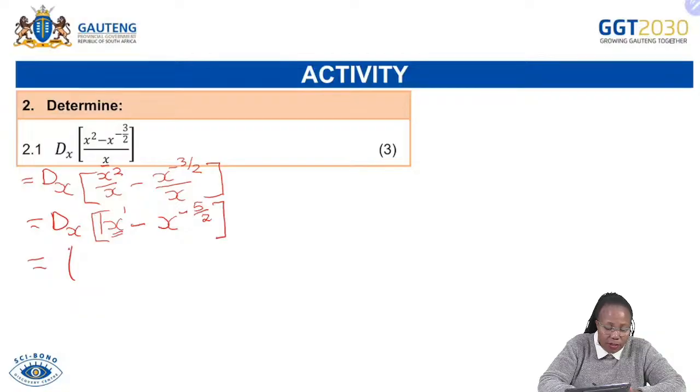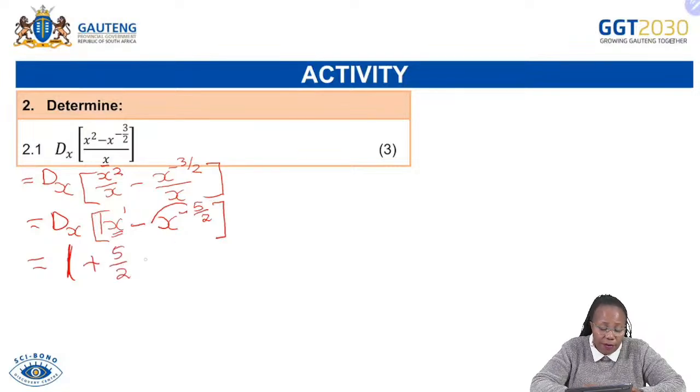And then now this is 1. And then for the next one, it's a negative 5 over 2 times negative 1 is a positive 5 over 2. And then from the exponent of x to the power minus 5 over 2, we subtract 1. This will give us minus 7 over 2. You can stop there, grade 12, it's fine.